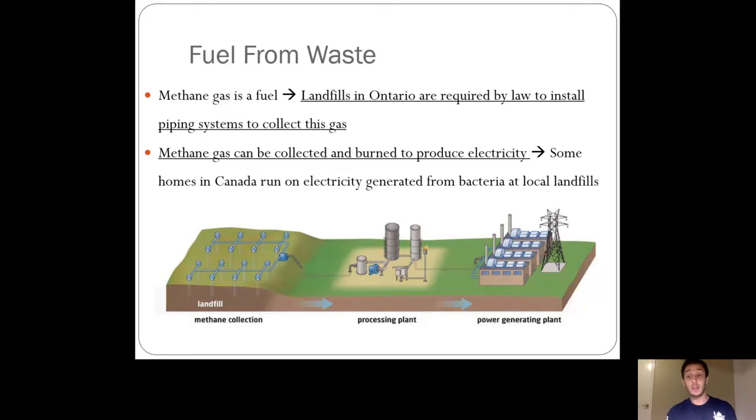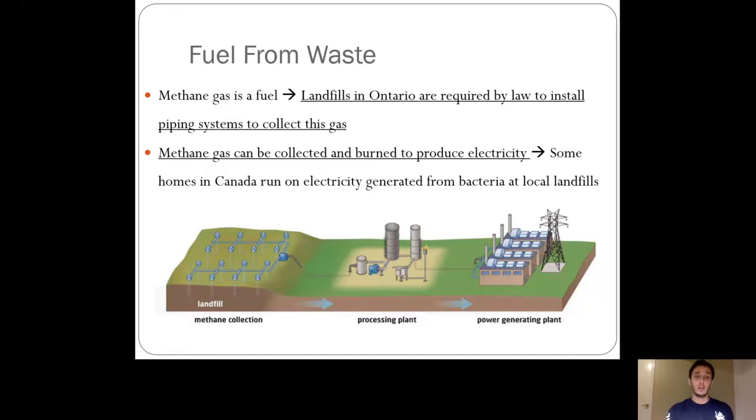But be that as it may, this is something that goes on in Ontario. We are using that methane in places in Ontario and around the world to use in power generation. Basically that means the waste gets consumed by the bacteria. The bacteria excretes methane as a waste product. That methane is collected and then through pipes taken to power plants, burned, and then it produces electricity, which makes its way to people's homes.